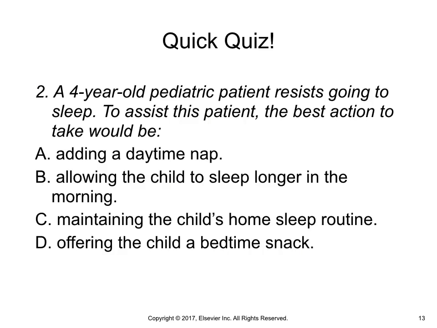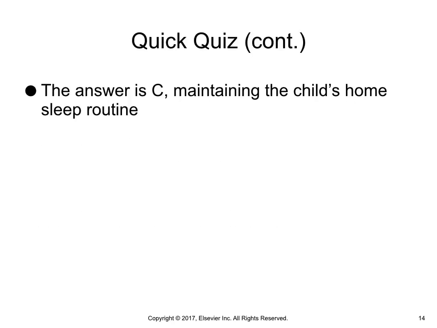Time for a quick quiz. A 4-year-old pediatric patient resists going to sleep. To assist this patient, the best action to take would be A. Adding a daytime nap, B. Allowing the child to sleep longer in the morning, C. Maintaining the child's home sleep routine, or D. Offering the child a bedtime snack. The answer is C. Maintaining the child's home sleep routine.